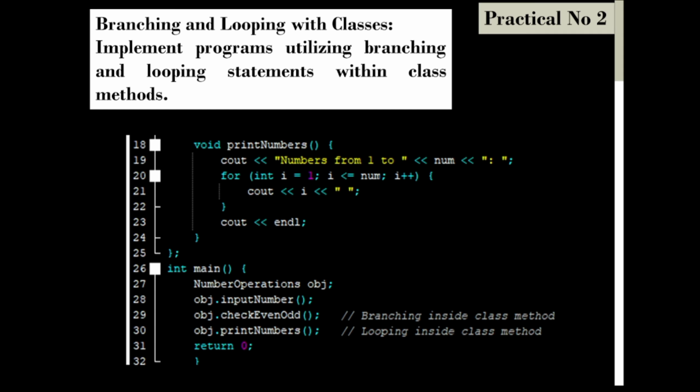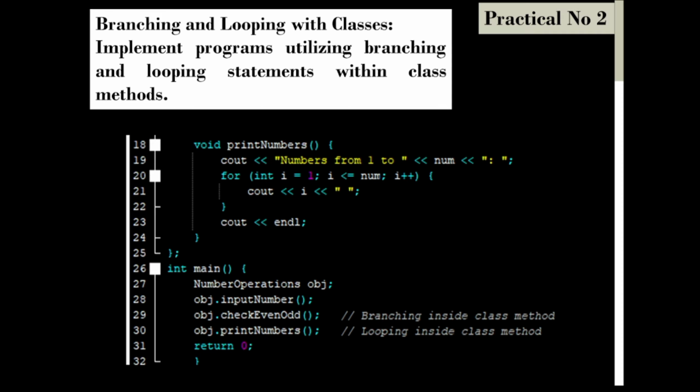Void printNumbers(), curly bracket, cout "Numbers from 1 to num". For int i = 1; i <= num; i++, cout i, cout endl. So here it prints the numbers from 1 to num. The for loop starts at 1 and runs up to num. Each value is printed with a space. So this demonstrates the looping inside a class method, and it closes the class definition.